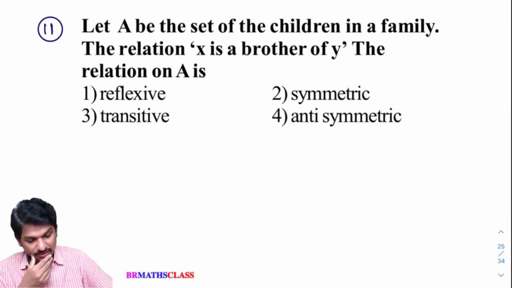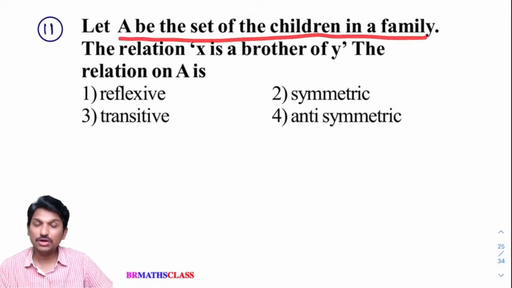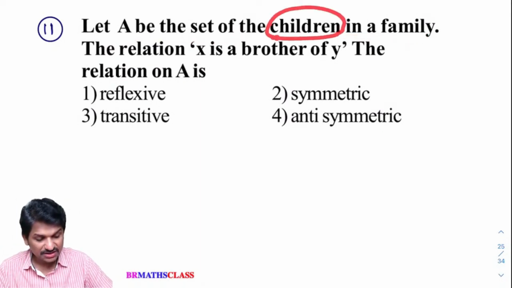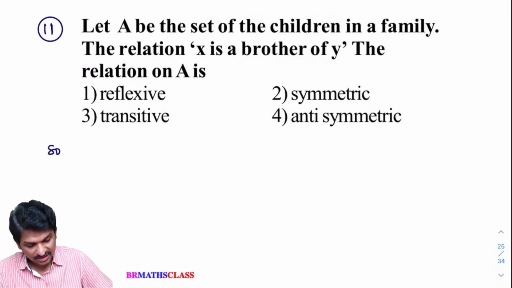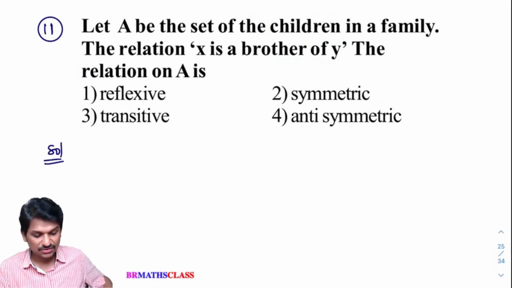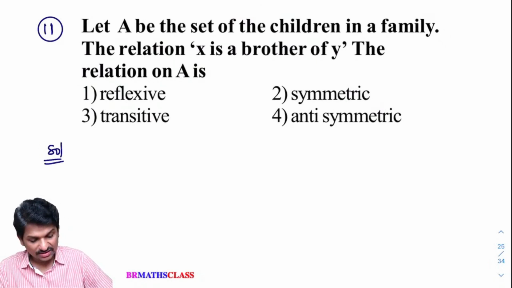What are they saying? Let A be the set of all children in a family. Set of all children means boys will be there, girls will be there, all will be there. The relation is: x is a brother of y. Then the relation on set A is what type of relation? Reflexive, symmetric, transitive, such types of options are given. So x is a brother of y.